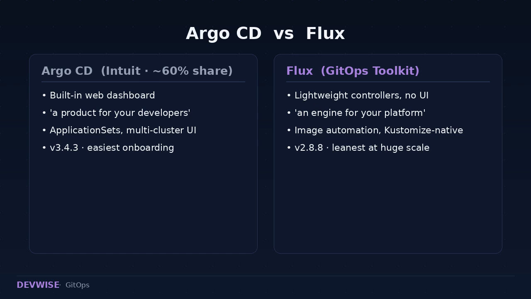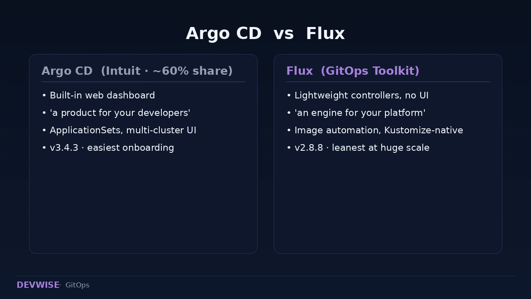Argo CD, created at Intuit, is the market leader, running in roughly 60% of GitOps clusters, with about 23,000 GitHub stars on its 2026 releases. Its defining feature is a rich built-in web dashboard. You see every application, its sync status, a live tree of every Kubernetes resource, and a visual diff between what's in Git and what's running. And you can trigger a sync with a click. Argo CD is, in one community summary, a product for your developers.